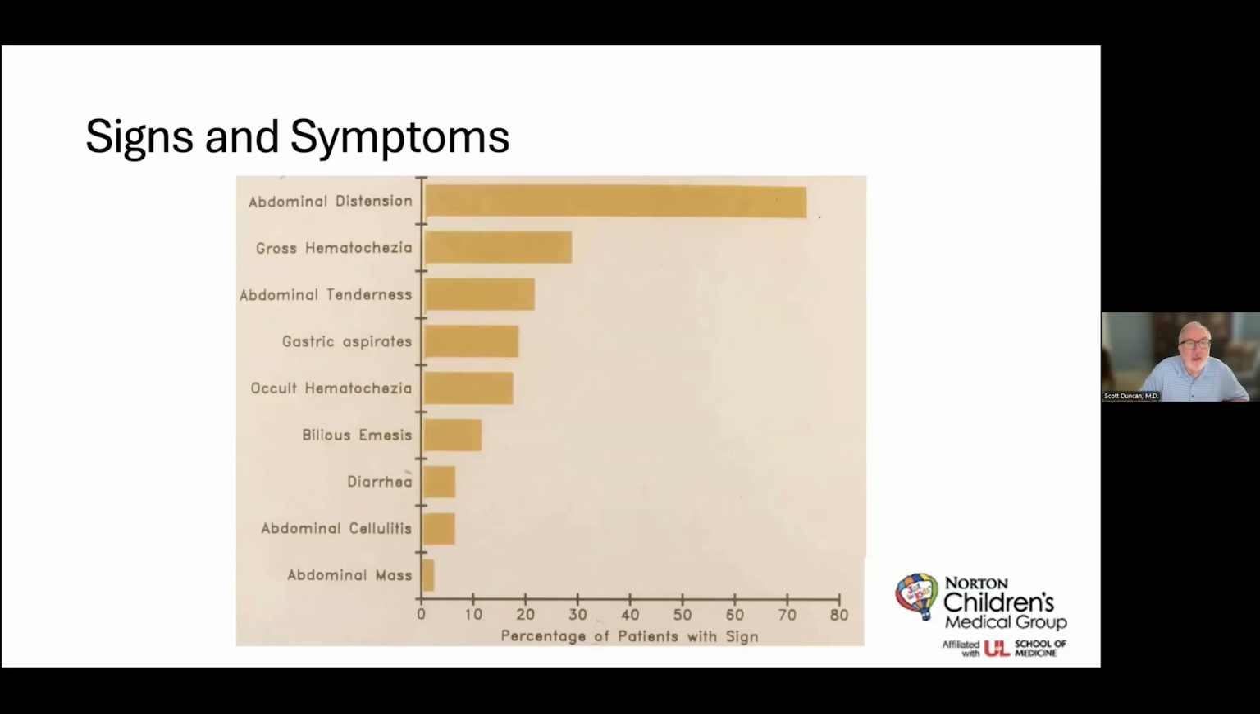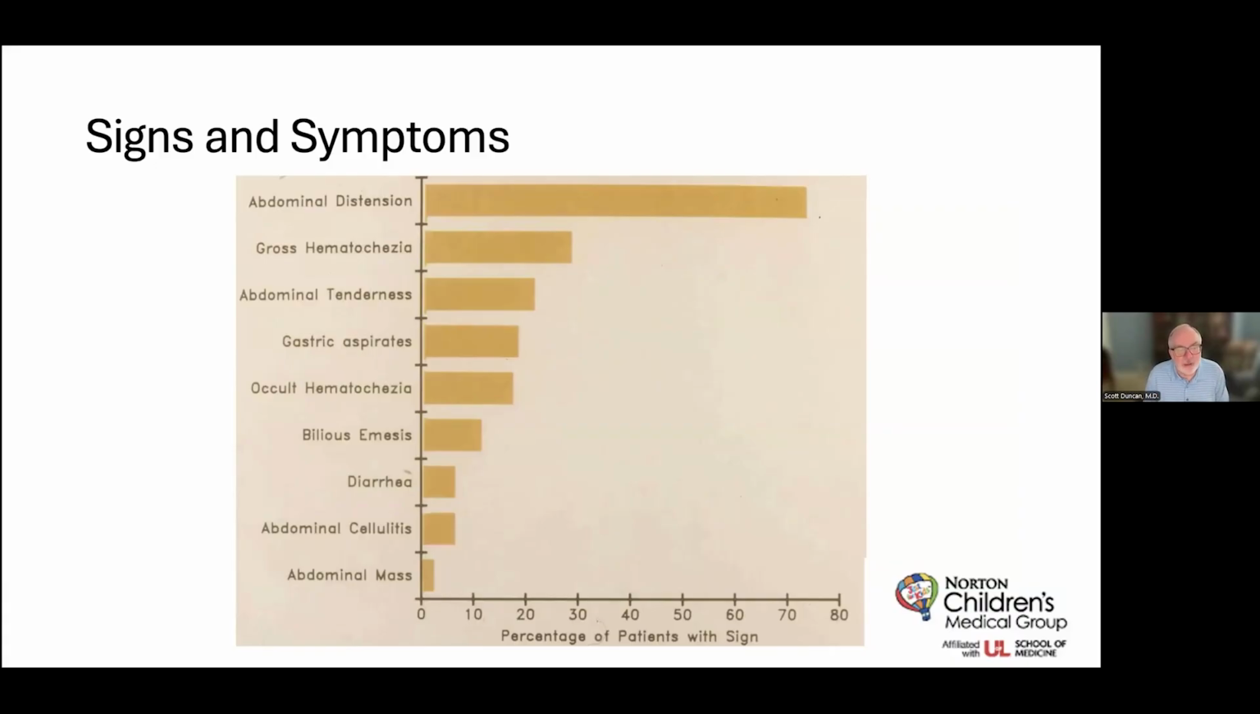It's an old slide, and I like to keep some of my old slides, but what it's designed to show is the most common sign is abdominal distension. We also see grossly bloody stools. If you're an astute practitioner, you can determine whether there's abdominal tenderness. I've mentioned gastric aspirates. You can see occult blood in the stool. We don't test for that a whole lot anymore. We used to do that at the bedside. Now that has to go down to the laboratory.